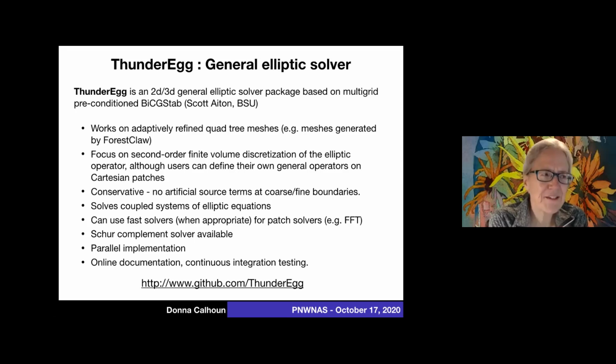One of the most recent additions is because what we needed for the Serre-Green-Naghdi equations was the ability to solve coupled systems of elliptic equations. So we've just added that. It can use fast solvers when appropriate. So for example, if you happen to be solving just Laplace's equation on your patch, and you don't have any variable coefficient, you can use an FFT solver as your patch solver. There's also a Schur complement solver available, and this is again just for the constant coefficient problem. It's parallelized, so we can run it in parallel.